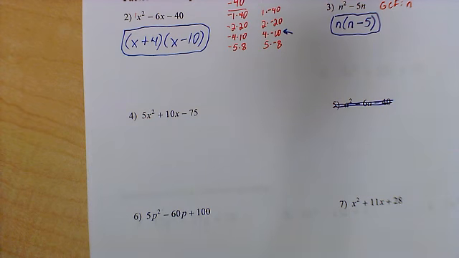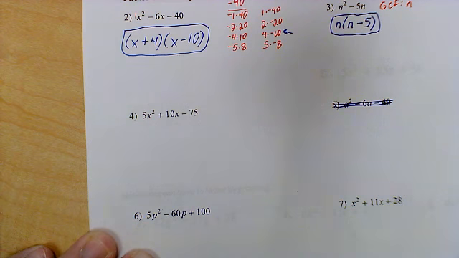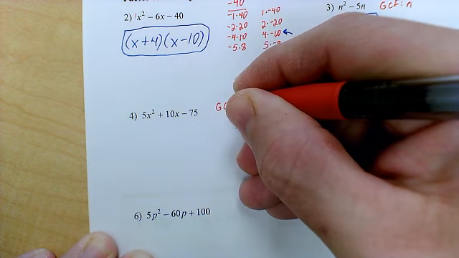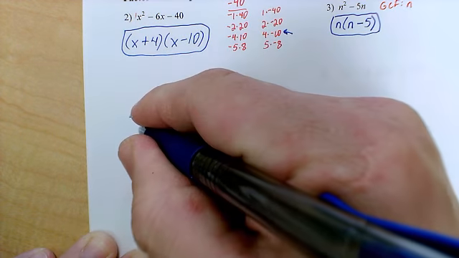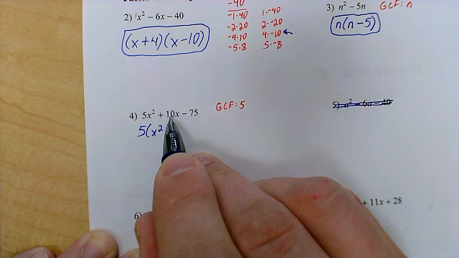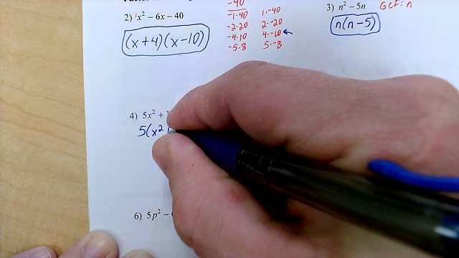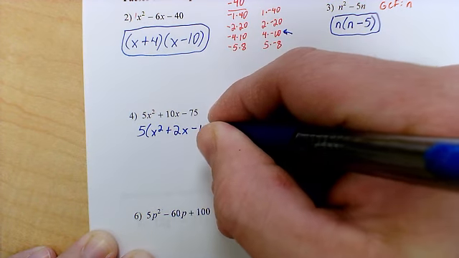So in a problem like number 4 here, you're going to have a greatest common factor first that you would want to identify. The greatest common factor here on this problem is 5. So I'm going to factor that out first. I'm going to have 5 times x squared. I'm just dividing it here. 10x divided by 5 is 2x. Negative 75 divided by 5 is negative 15.